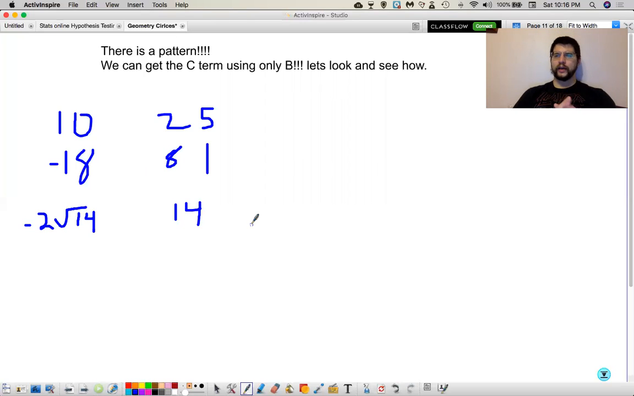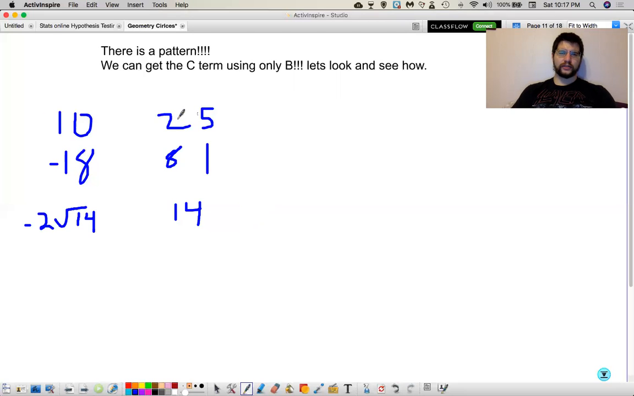So if we think about it, how can the sign not matter? What do we do to something that makes the sign not matter? Well, if we square something, whether it's positive or negative, it's not going to make a difference. So 10 squared is 100. That's not quite going to get us 25.